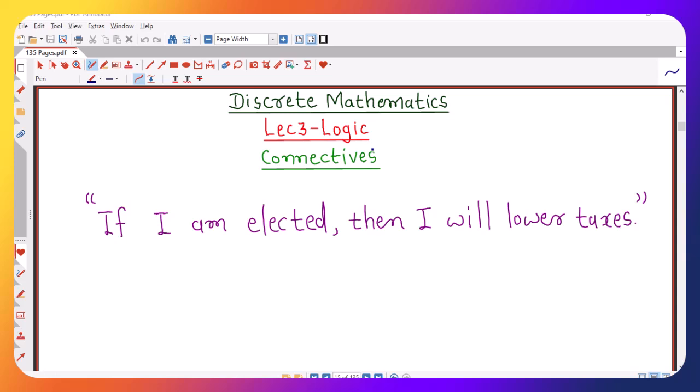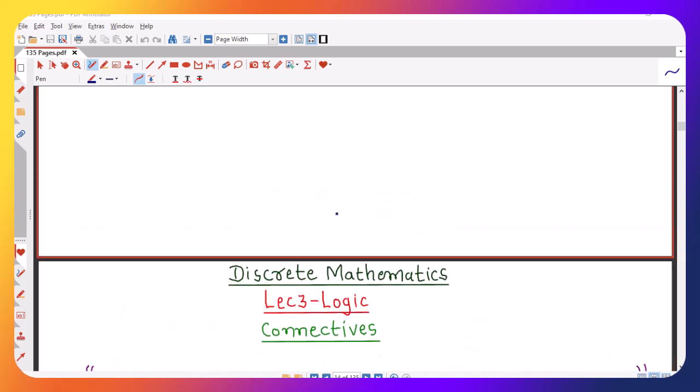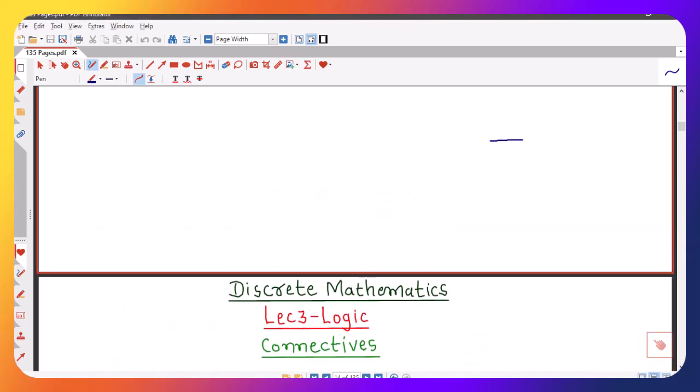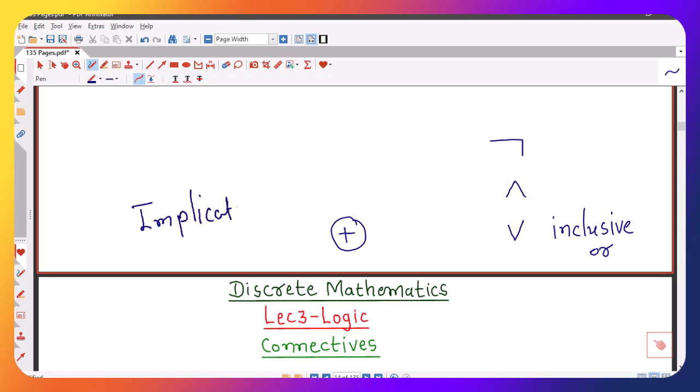In previous two lectures we have discussed propositions and three logical operators: the negation operator, the AND operator and the OR operator. For the OR operator, remember that we are considering inclusive OR, and for exclusive OR we are using this operator. In this lecture we are going to discuss one more logical operator, which is called implication or conditional statement.